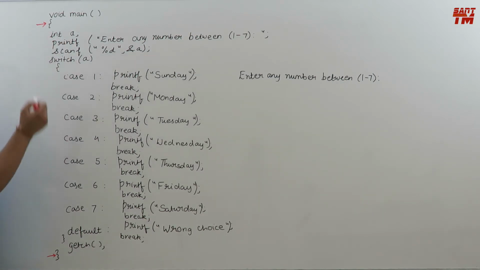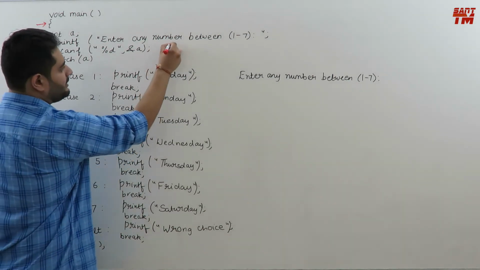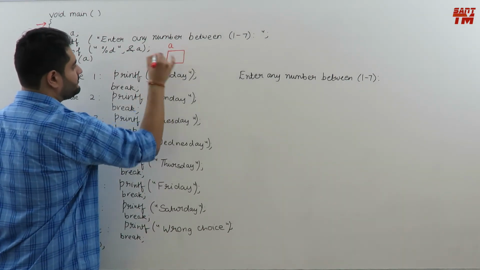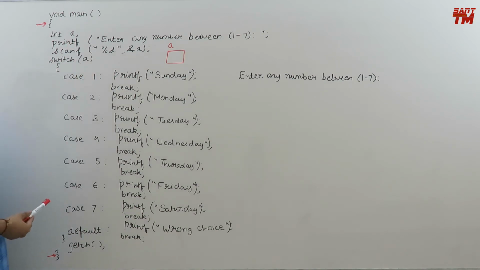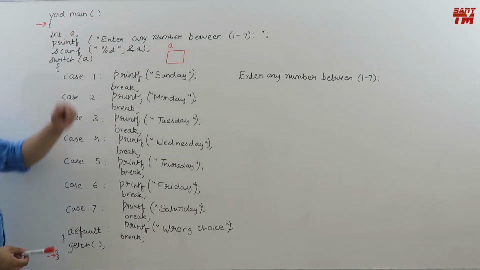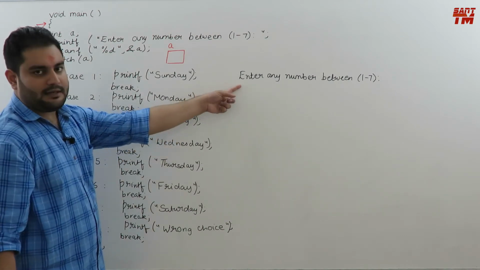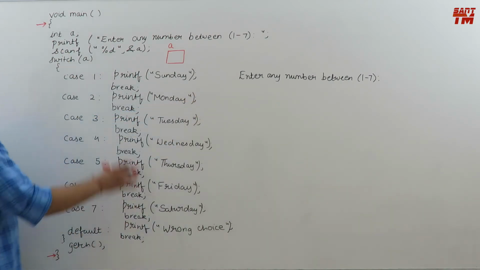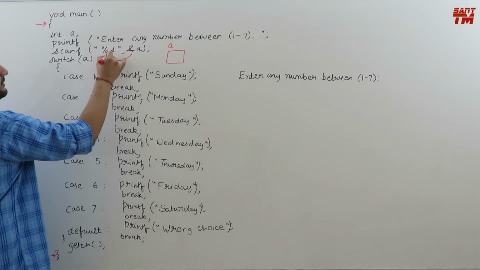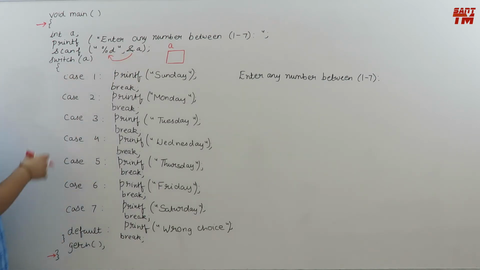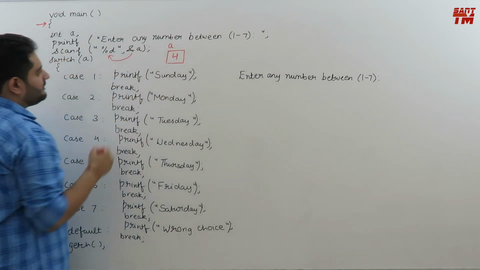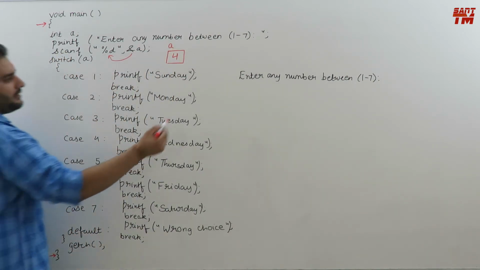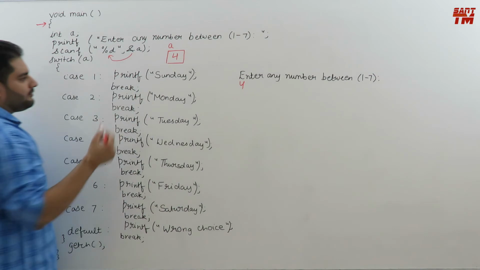Then the next statement is int a. After this statement, memory for a will be allocated. Then I have written printf "enter any number between 1 to 7". This statement is in double quotes, so it will be printed directly like this on your console screen. Then scanf("%d", &a). So here the user will enter the value. Suppose I have entered 4 here. Then a is having 4 now.